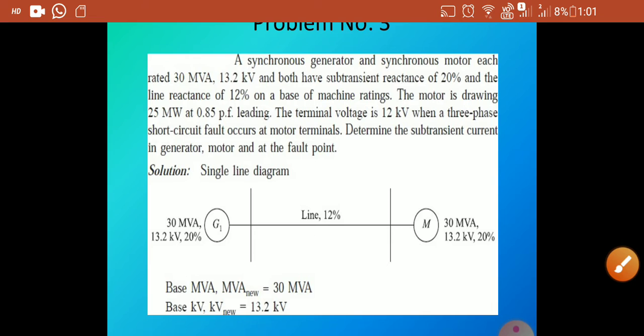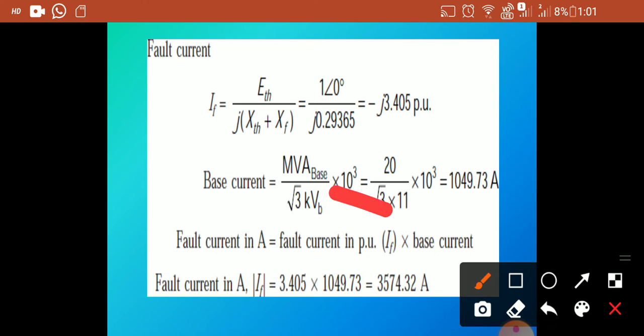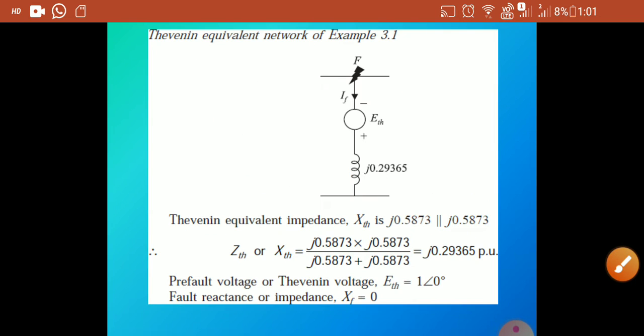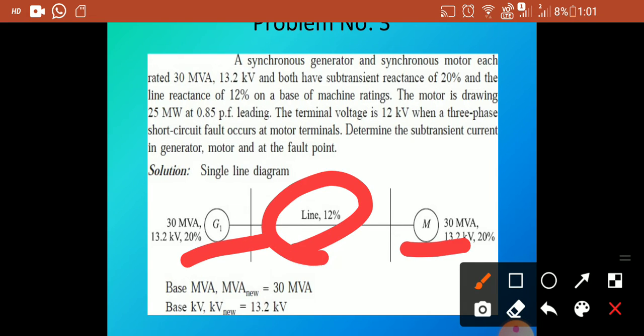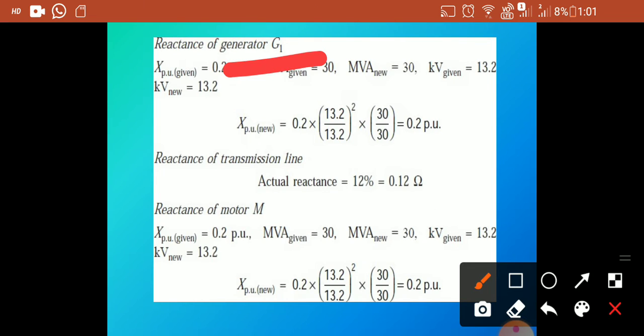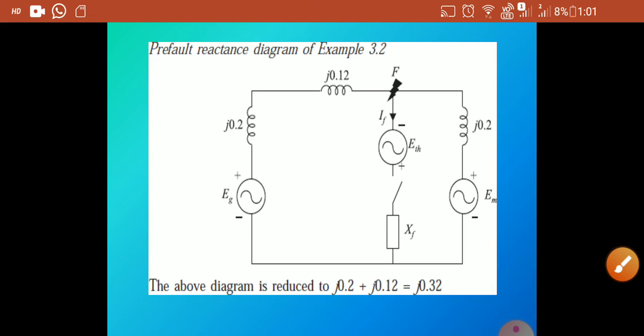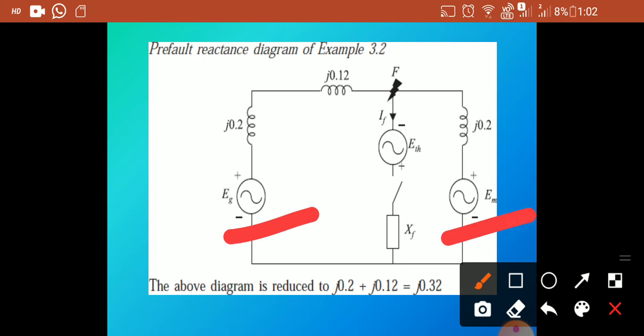Next, problem number 3, the question is given. Here two generators G1 and G2 are given, with the motor, transmission line, and reactance values, everything given in the question. Then the reactance for generator 1, the transmission line reactance, and the motor M. All the values are given and per unit values are calculated using the formula. The resultant diagram is given like this.